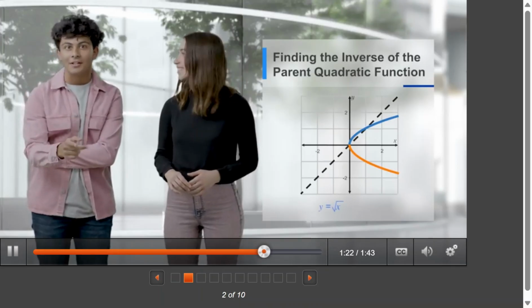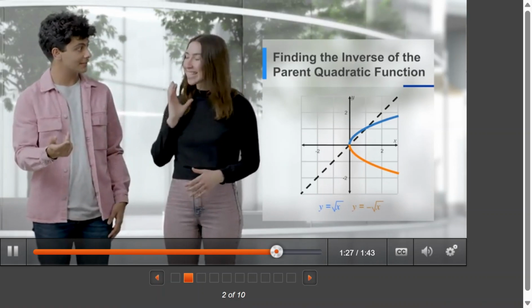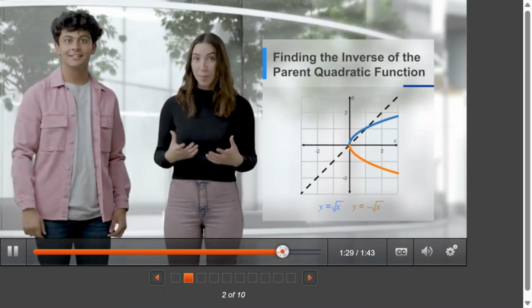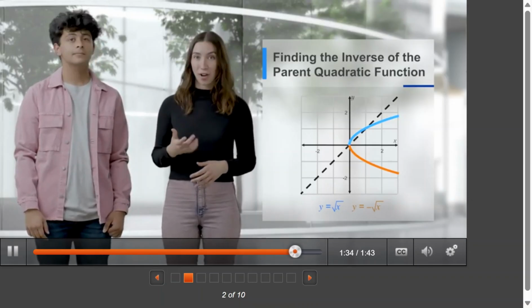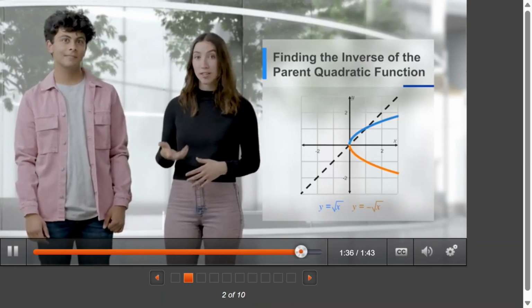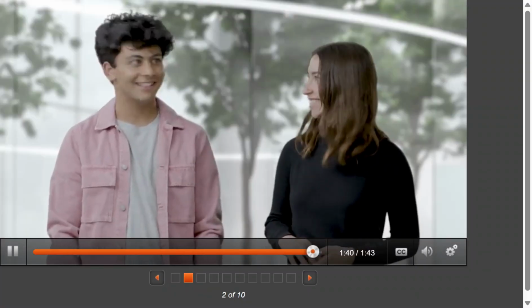The positive square root of x, which is the blue piece, and the negative square root of x, which is the orange piece. Exactly. But remember, when we talk about square root functions, we usually mean the blue piece, the principal square root function. Each piece is a function on its own, but the inverse as a whole is not. Wow, that makes sense. Thanks. Yep.